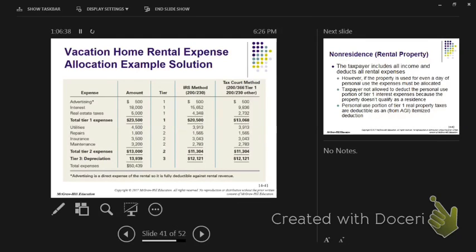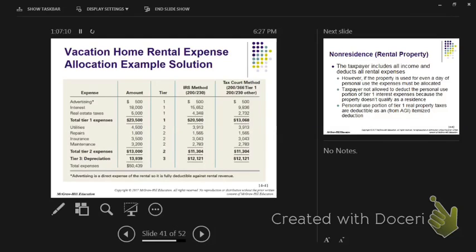Our real estate tax is the same thing, 5,000 times 200 over 230. Then our other expenses, utilities, repairs, insurance, and maintenance, those are tier 2. And under the tax method, it doesn't matter. We're going to multiply those times 200 over 230 also. And then depreciation is tier 3. And we multiply that times 200 over 230, which gives us our depreciation.